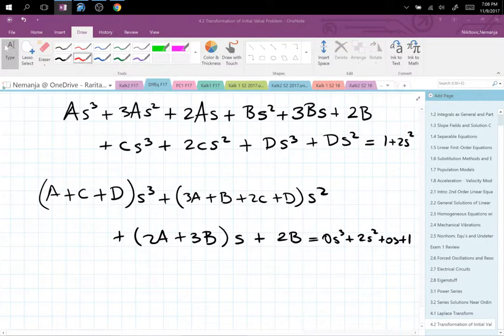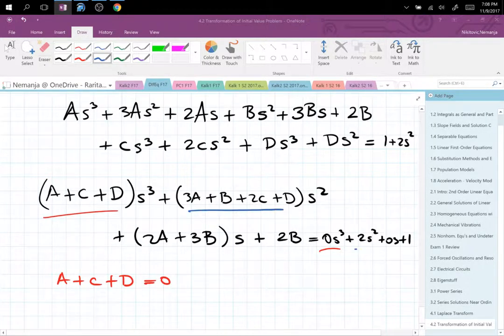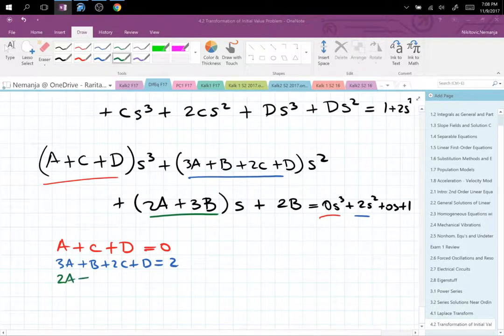We do this the good old use-the-force way. 3a plus b plus 2c plus d equals 2. Green equation: 2a plus 3b. Oh, this is easy. This is really easy, guys. We're lucky again.